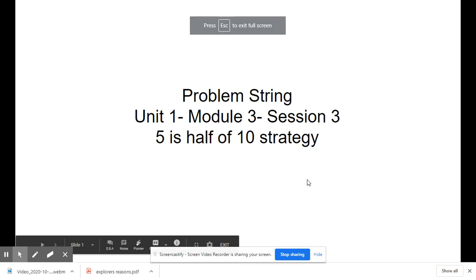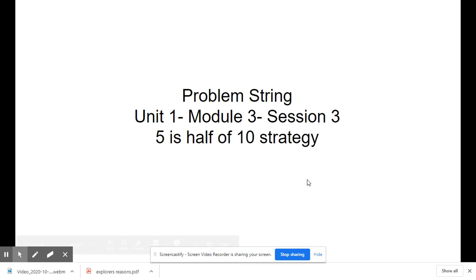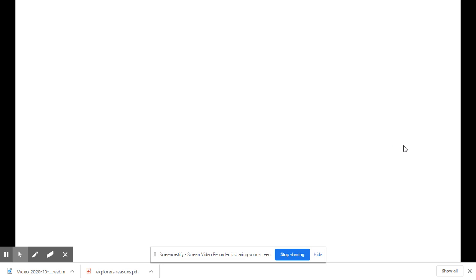Hi class, today we are working on a problem string and we are working on a strategy called 5 is half of 10. So I'm wanting you to take notes in your notebook because you can always use this on tests and quizzes. Our first problem is 10 times 26.